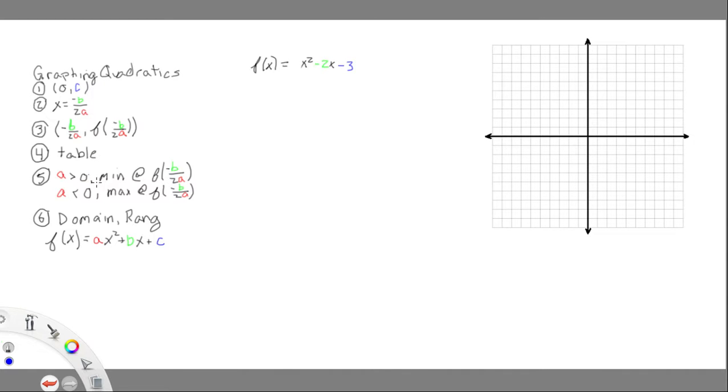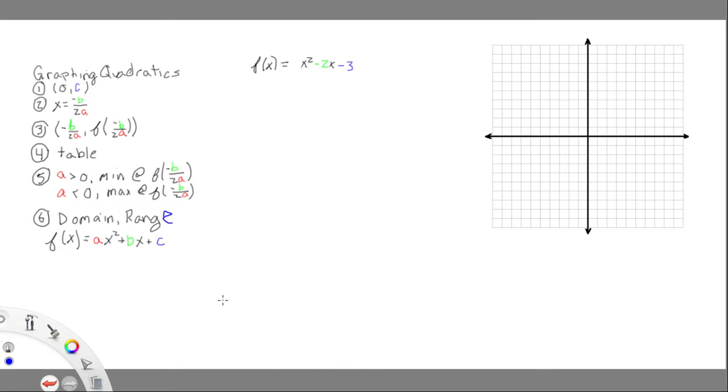The fifth thing we're going to do is determine whether our quadratic has a min or a max based on the value of a. If a is positive, it has a minimum at the y value of negative b over 2a. If a is less than 0, it has a maximum at f of negative b over 2a. Finally, we need domain and range.